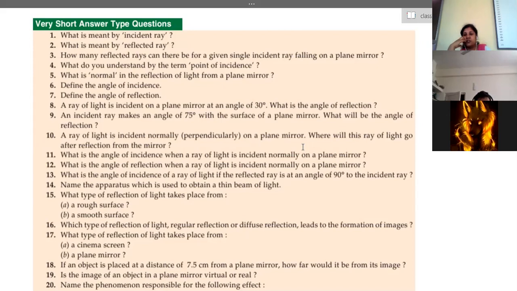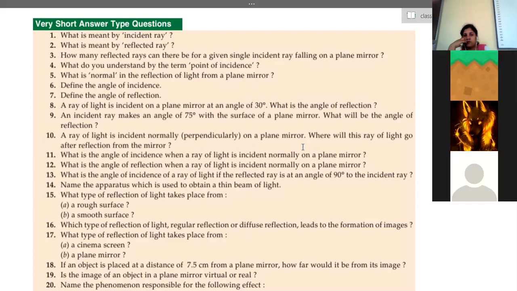What is angle of incidence? Ma'am, the angle formed by the incident ray with the normal. The angle formed by the incident ray with the normal is called the angle of incidence. Angle of reflection? Ma'am, the angle formed by the reflected ray with the normal. The angle formed by the reflected ray with the normal.